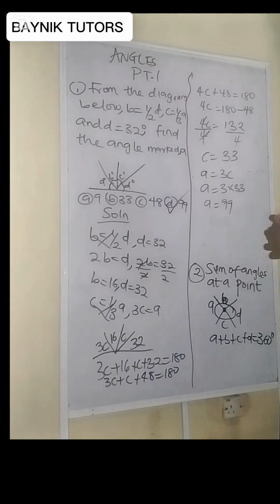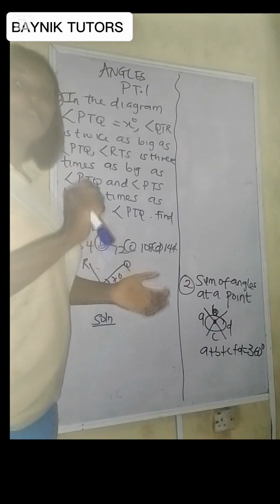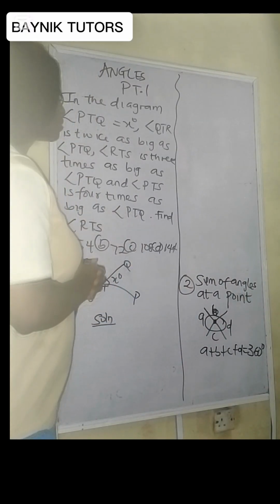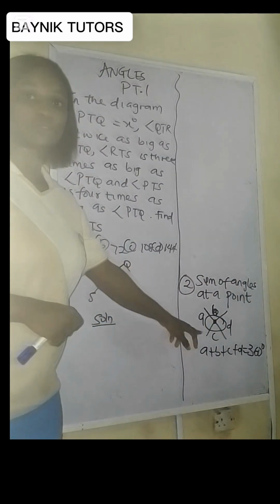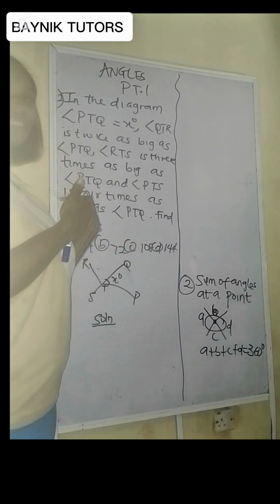So the main thing about angles is that you must know the rule. Once you know the rule, you can solve any question on it. So now we're trying another question relating to angles at a point. Alright, now I promised to solve a question relating to sum of angles at a point. So here is the question.